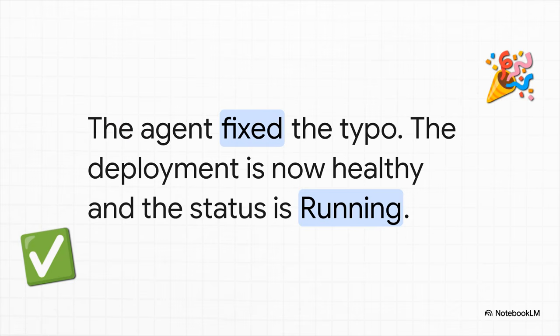And there it is. Mission accomplished. After going through its think, act, observe loop, the agent correctly identified that the typo was the root cause of the problem. It then used its patch resource tool to fix the image name in the deployment. And just like that, the app is healthy.